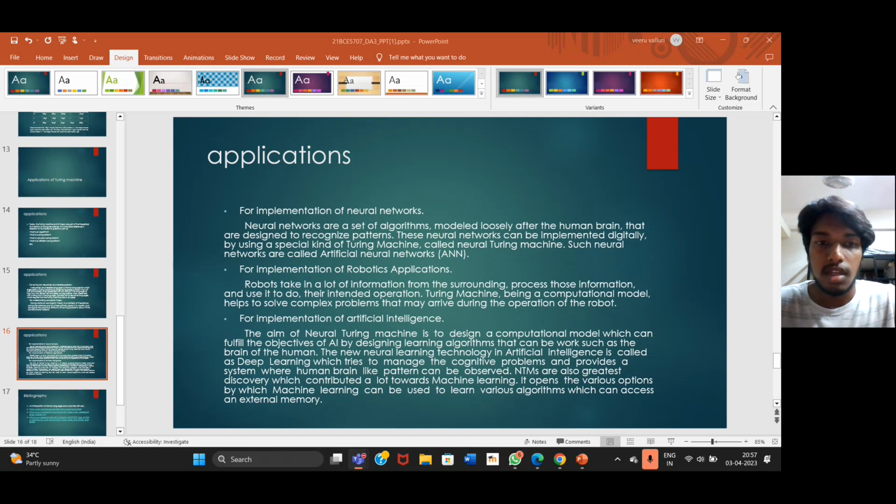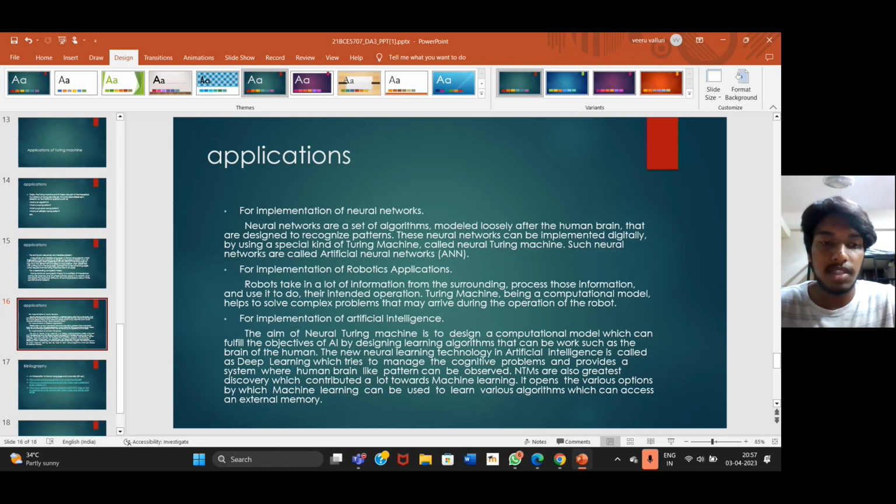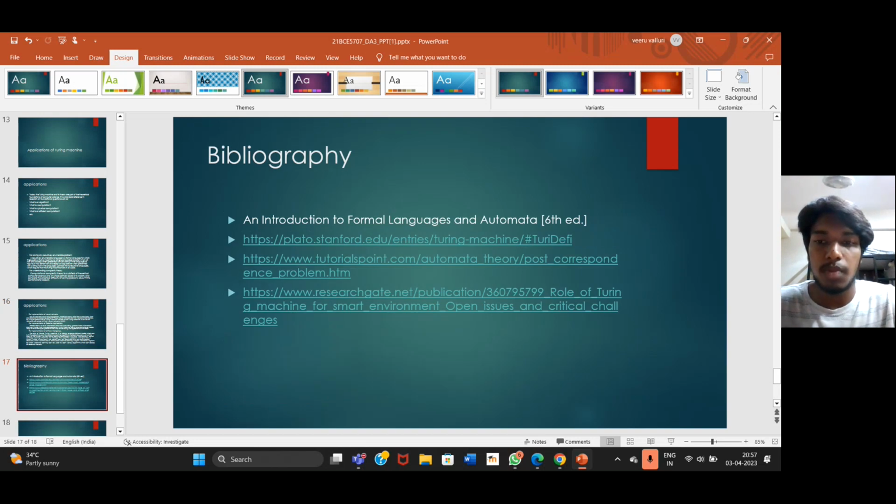Here, there are many applications for the Turing machine, and I'm giving some links to understand more about the Turing machine here in this PPT.